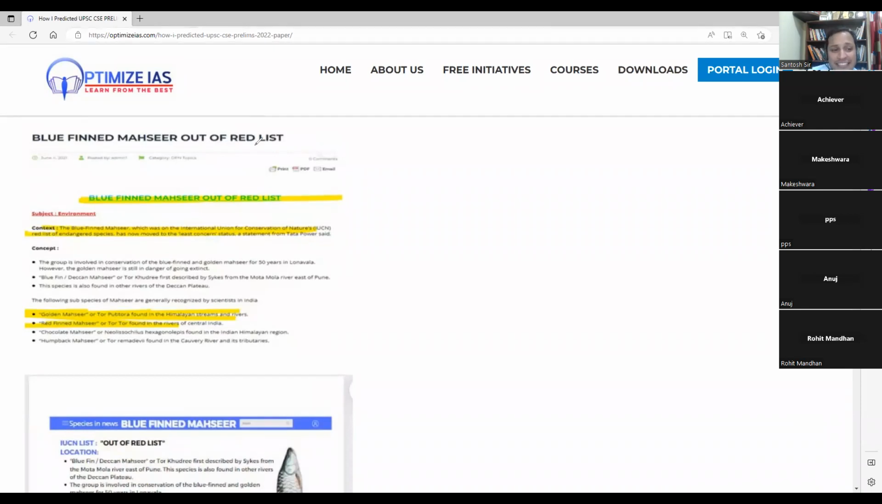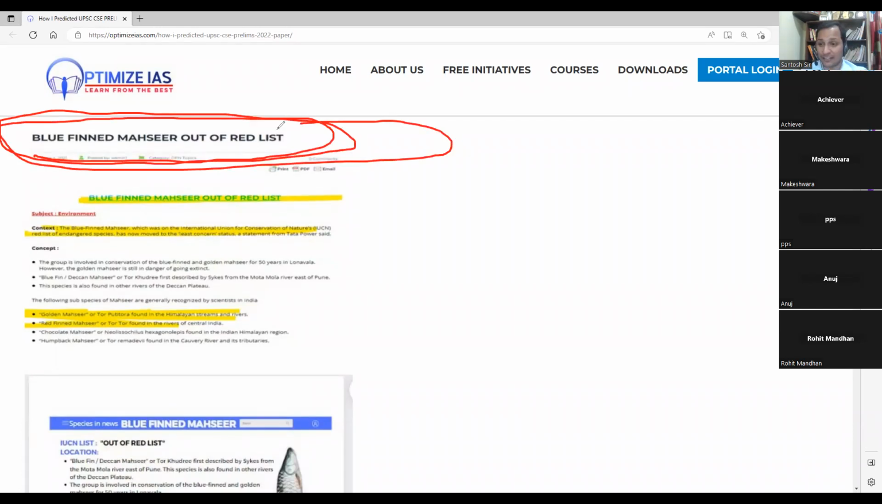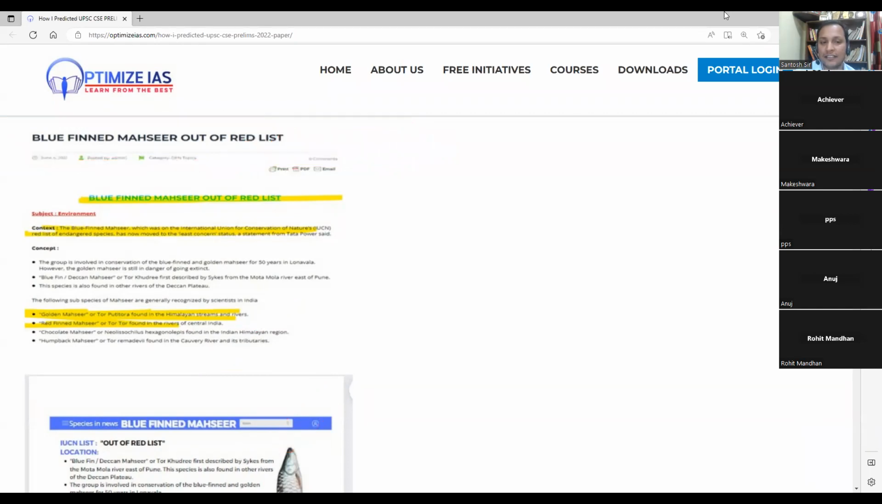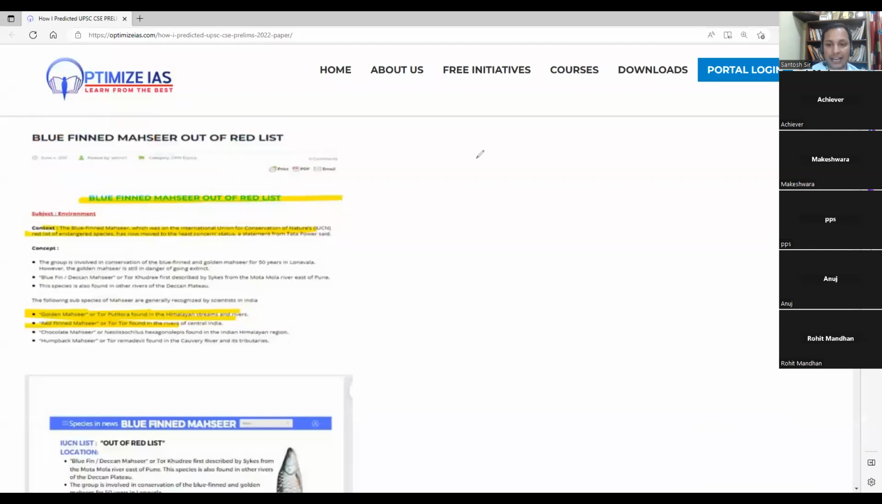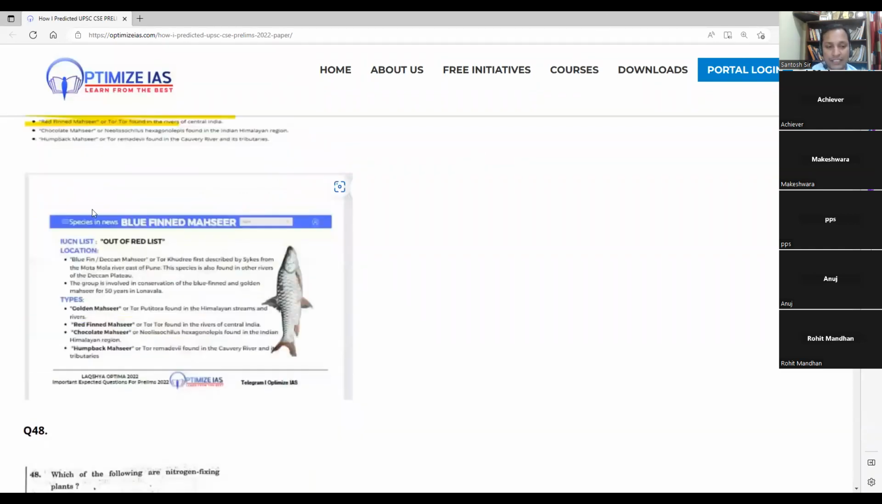So UPSC is not random here. It is very logical. Many people are saying it is illogical. Any species coming out of red list, it's a very big achievement or not? Guys, so blue finned mahseer has come out of red list. Is this clear? Related topic is what? Red list. And I have given the card also. You see here, blue finned mahseer.